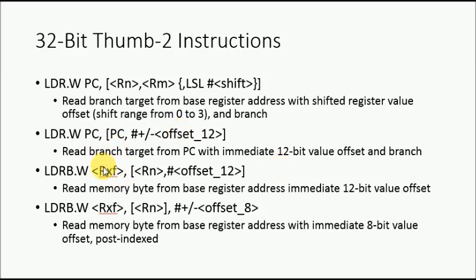Now you remember that the LDRB instruction only transfers the byte. LDRB instruction only transfers the byte, that is the 8 bits from the memory. LDRB.W RxF RN comma hash, here the offset is 8-bit. So the 8-bit offset is added with RN, here the 12-bit offset is added with RN, and then we have to calculate the physical address.